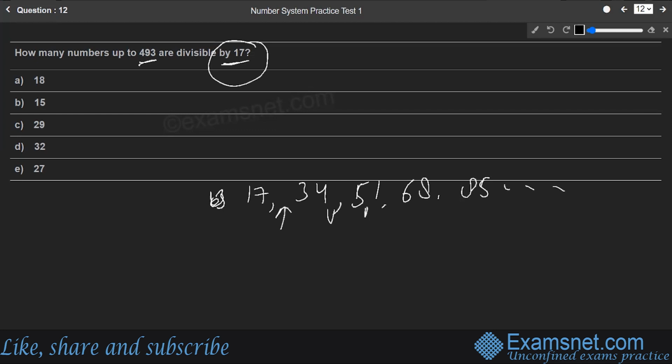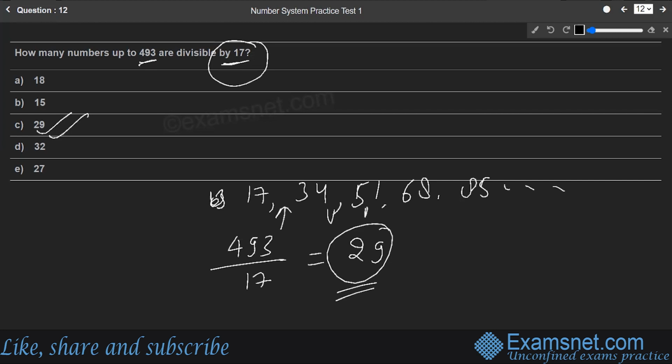So clearly how many numbers up to 493 are divisible by 17 can be found out by dividing the number by 17, and if you divide this you are getting the answer as 29. So there are 29 such numbers which are divisible by 17. So that is the right answer, option number C.